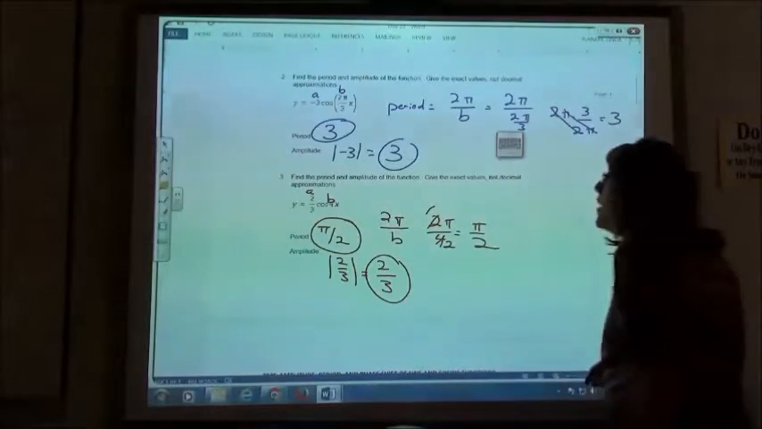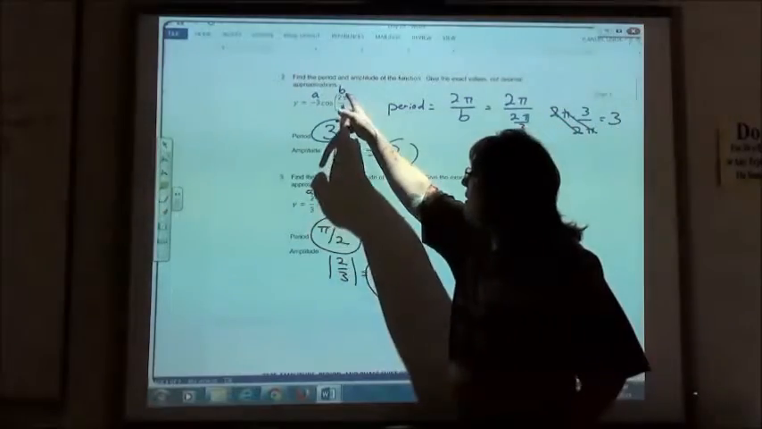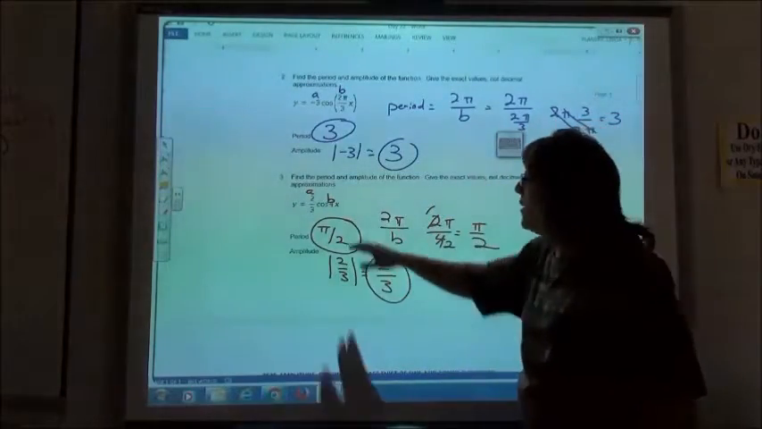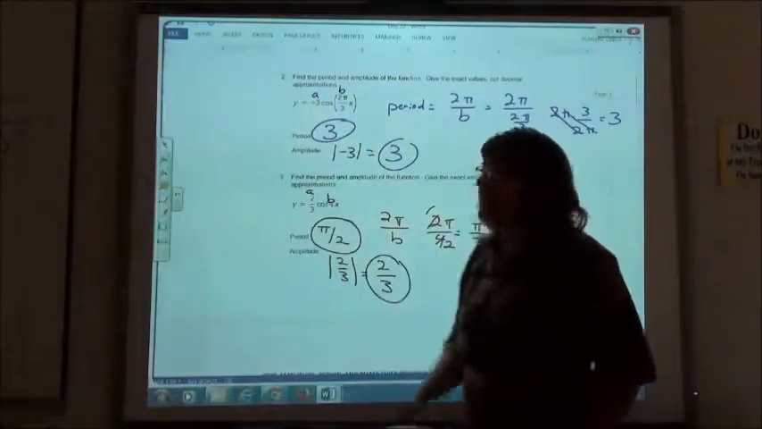Normal period for a sine curve without anything in front is 2 pi. Amplitude is normally 1 because normally I have 1 in front of that.